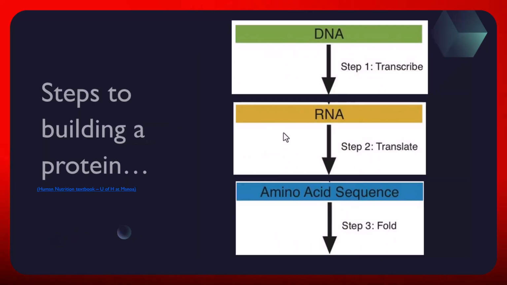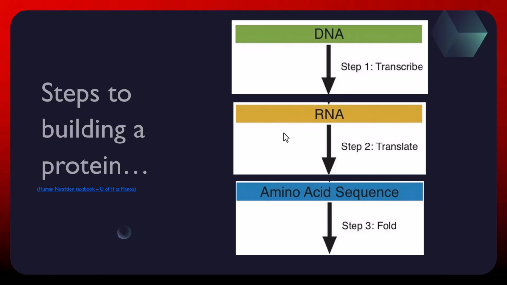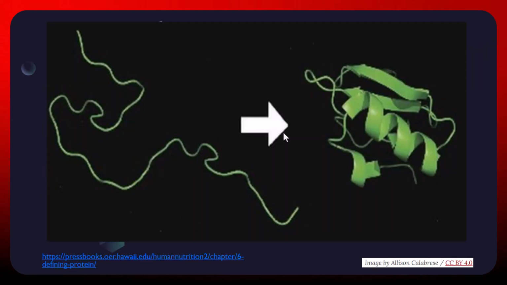We're going to talk about the steps to building a protein. First, you have DNA transcription. Then you have RNA translation, and then you have the folding process. And this essentially forms a protein. You can see here the folding process in this slide.